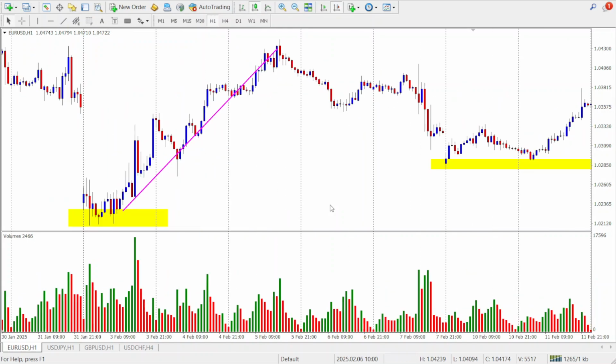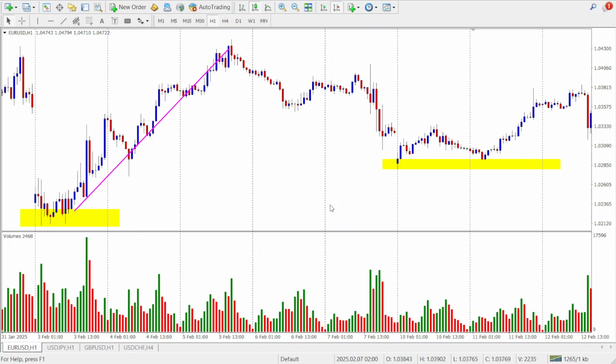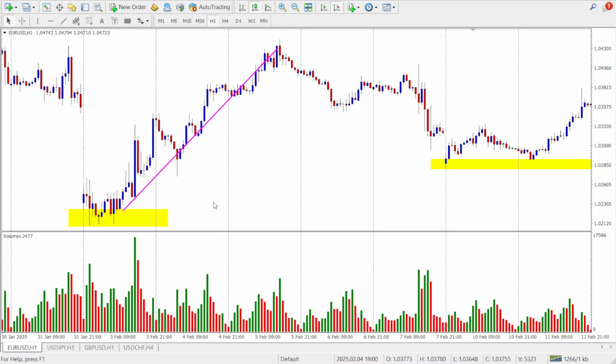Never enter a trade just because price touches a supply or demand zone. Always wait for confirmation like rejection wicks or engulfing patterns or volume spikes. Get your confirmations before entering the trade. It is important. Now let us talk about some advanced tips to refine your supply and demand trading strategy.